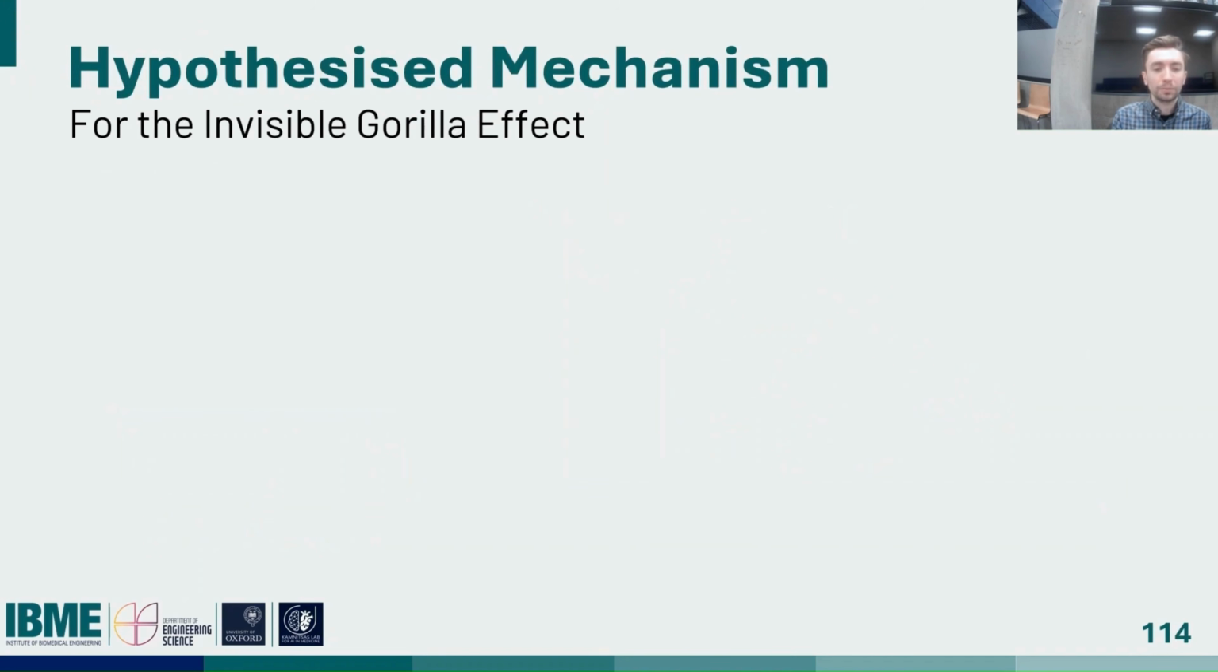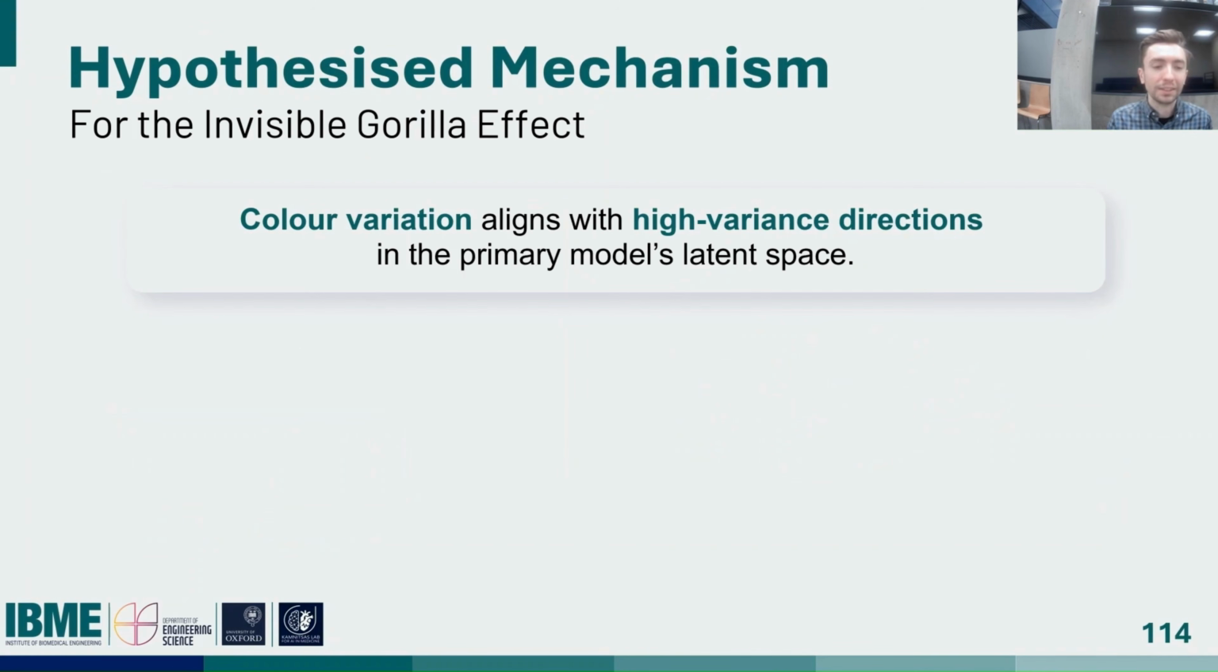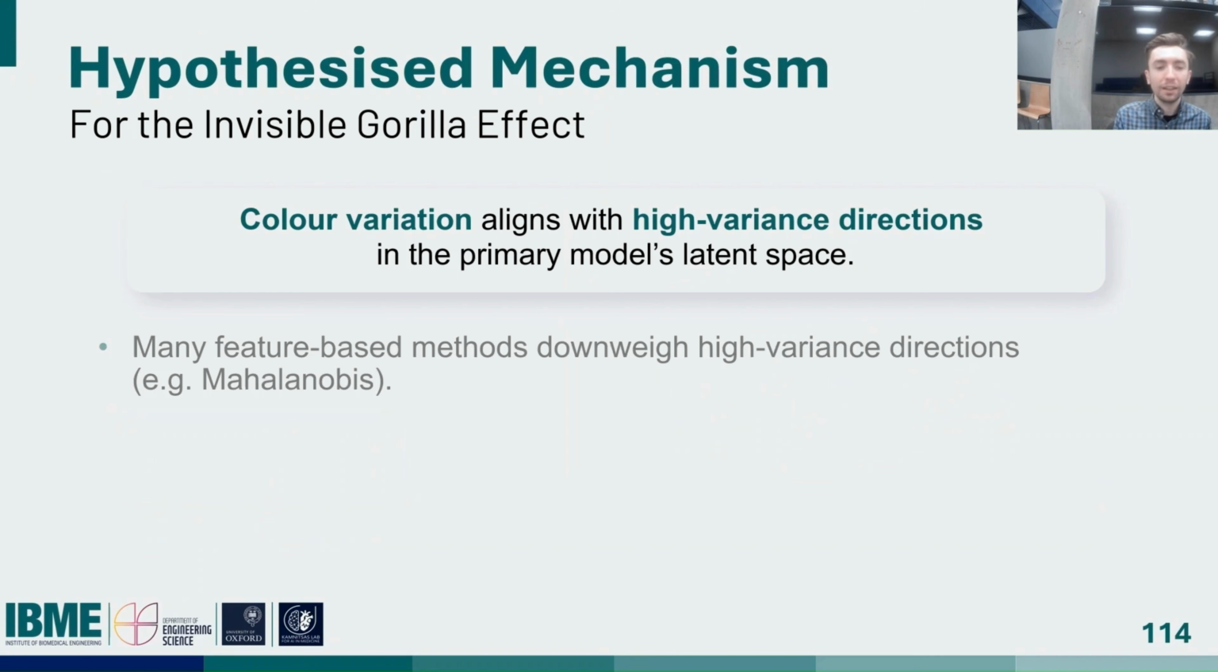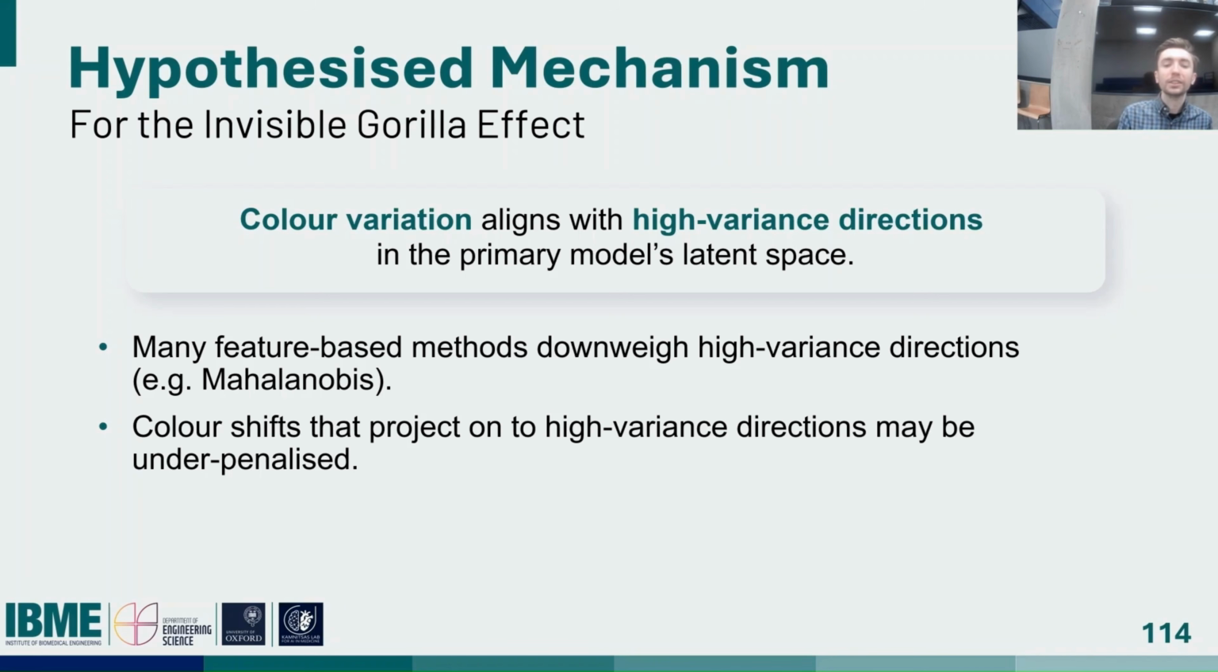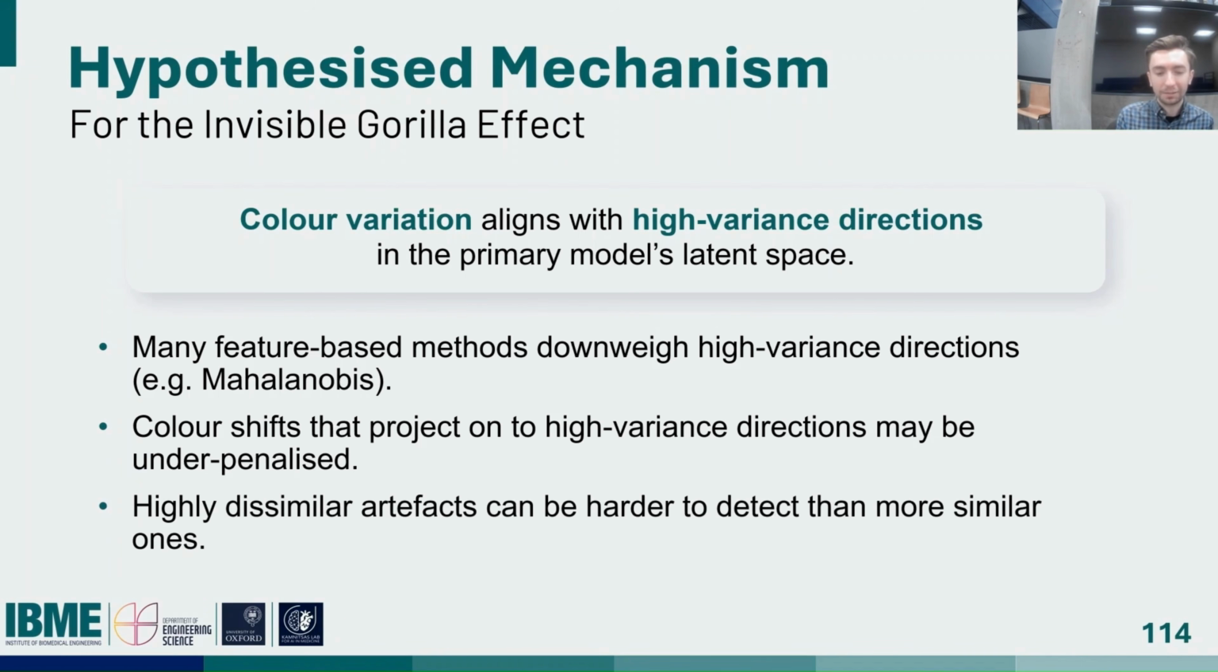So now we can introduce our hypothesized mechanism. We hypothesize that color variation in the OOD data aligns with high variance directions in the primary model's latent space. And as many feature-based methods downweigh high variance directions, for example, Mahalanobis, as we showed before, this may mean that color shifts that project onto high variance directions may be underpenalized, which may be causing highly dissimilar artifacts to be harder to detect than more similar ones.